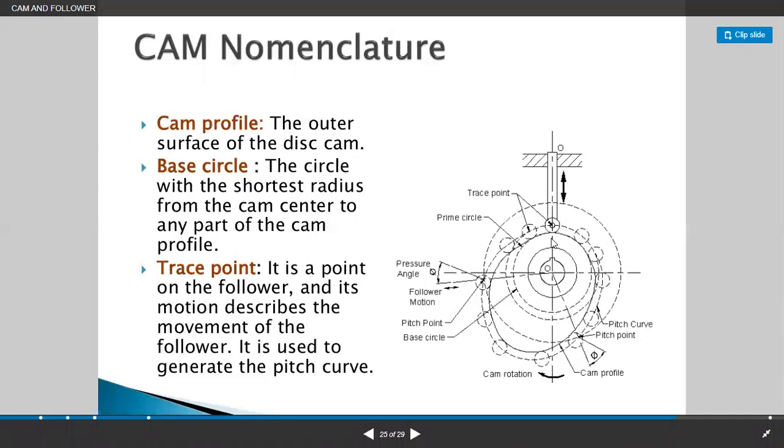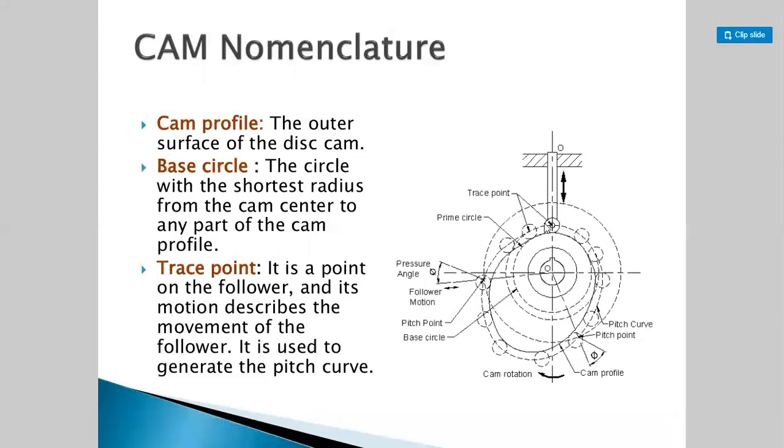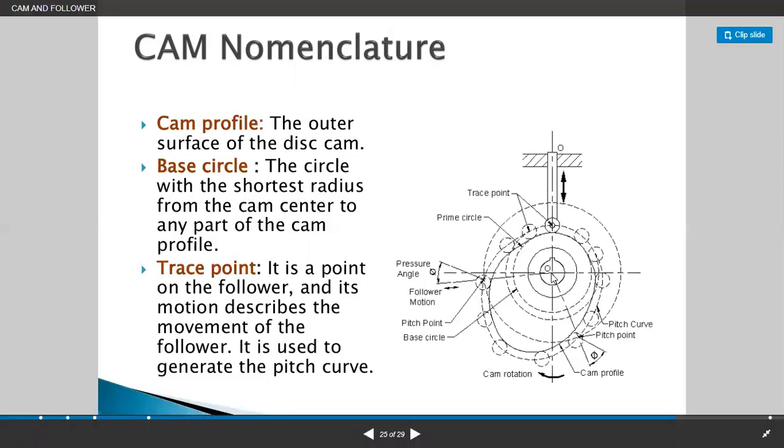The base circle. The circle with the shortest radius from the cam center to any part of the cam profile is called the base circle. Suppose this is the center of the cam and this is the cam profile. The shortest distance is from here to here. Having this radius, we draw a circle, and this circle is known as the base circle.